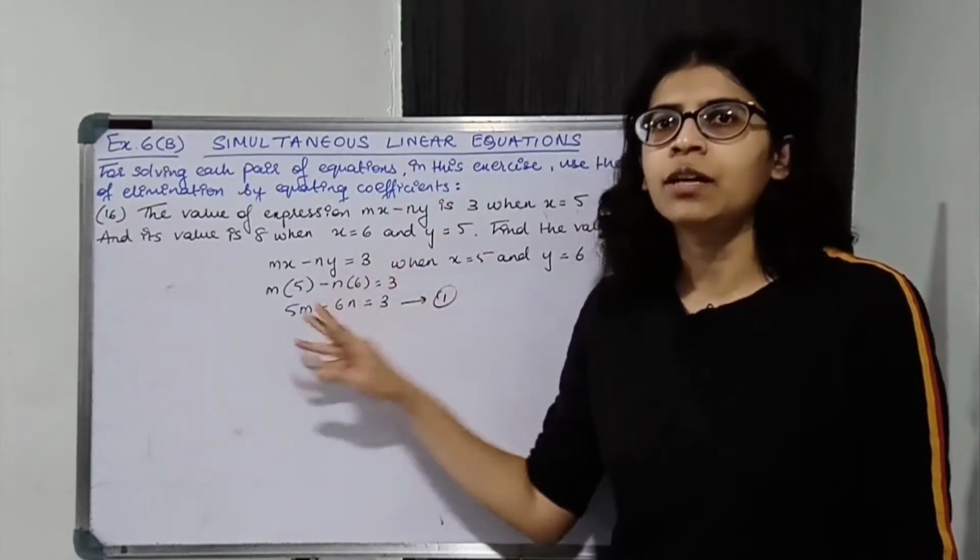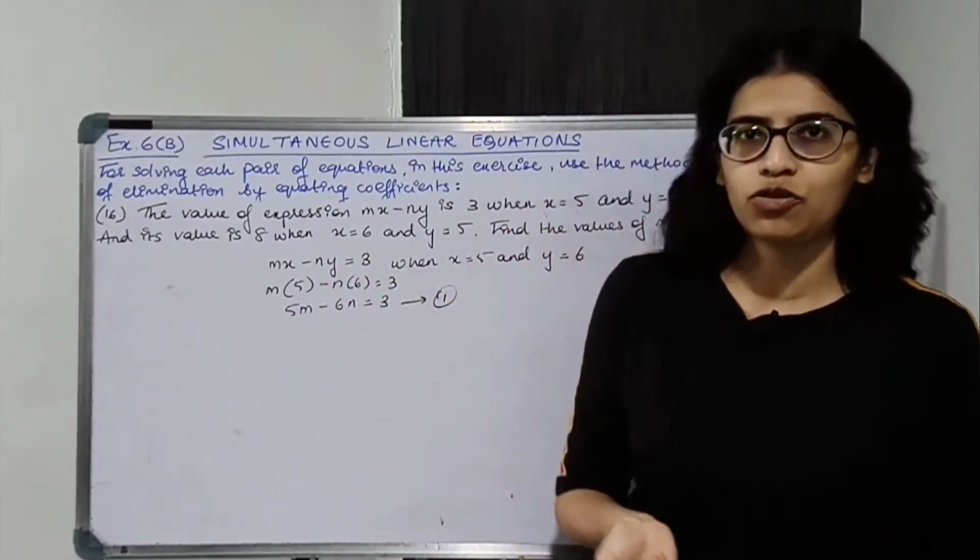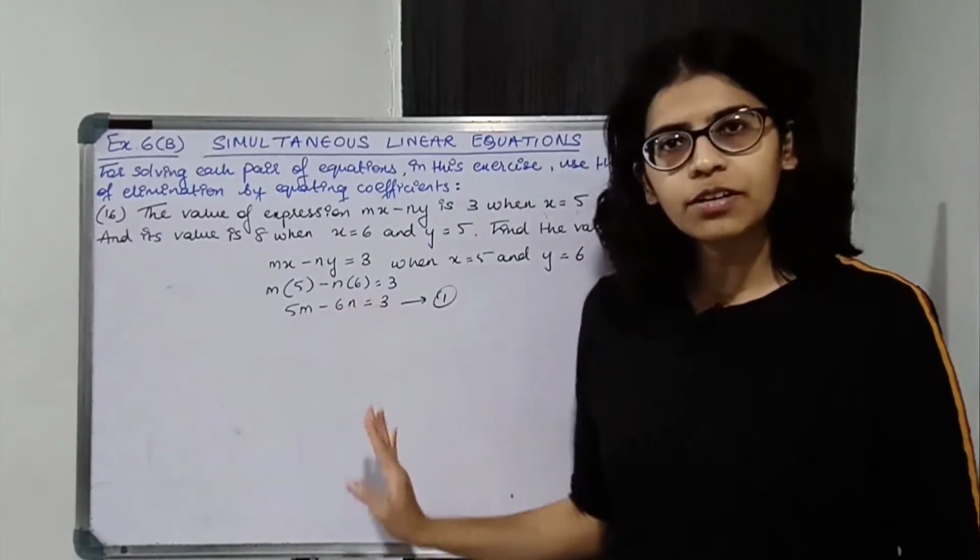Variables should be on the LHS and the number on the RHS. No decimals, no fractions. So it is in the required form.